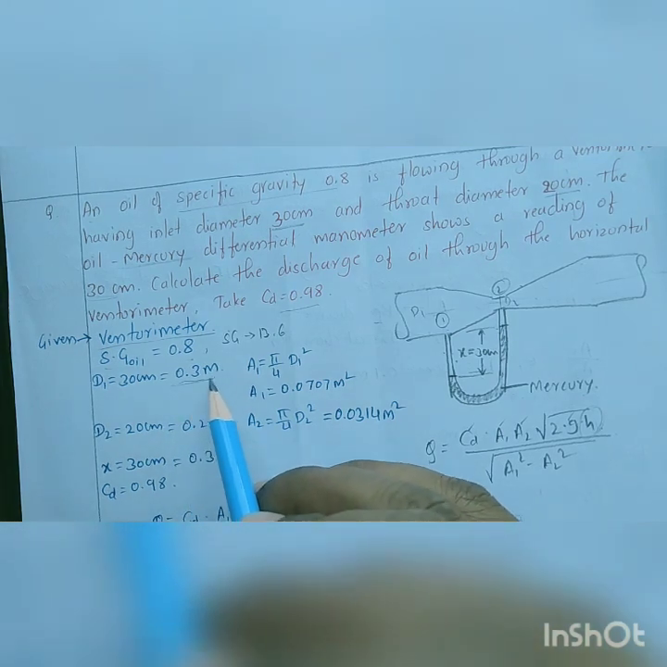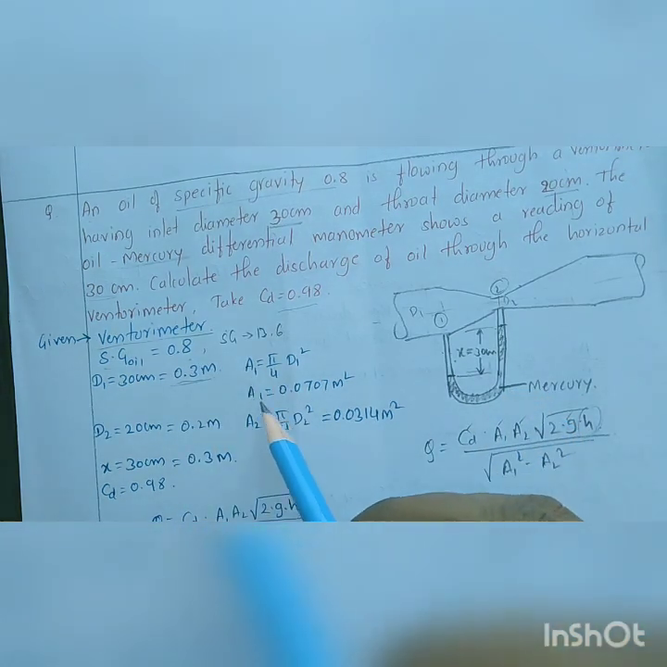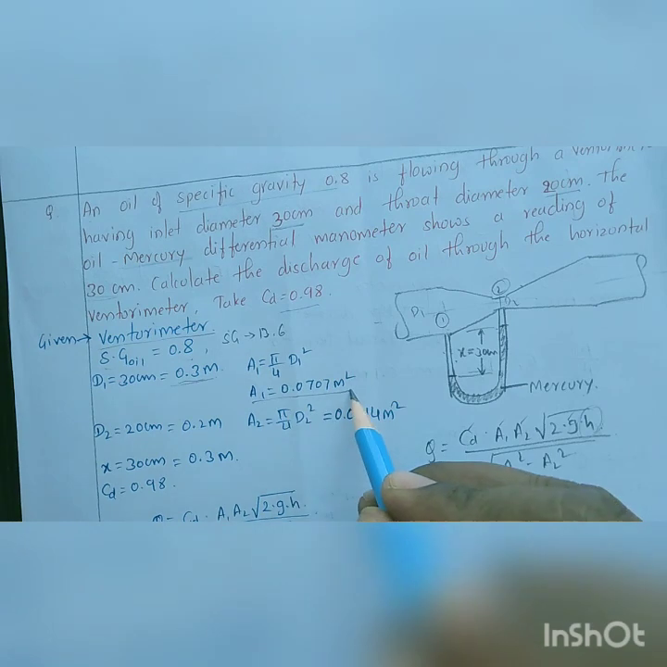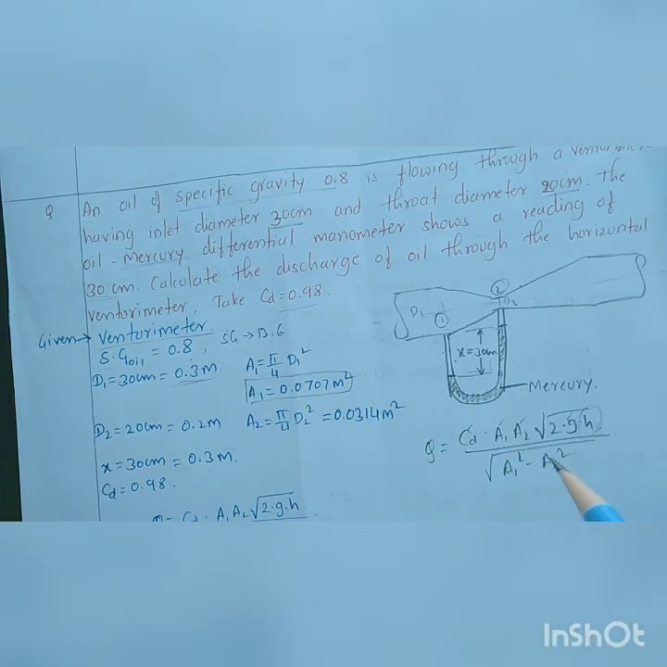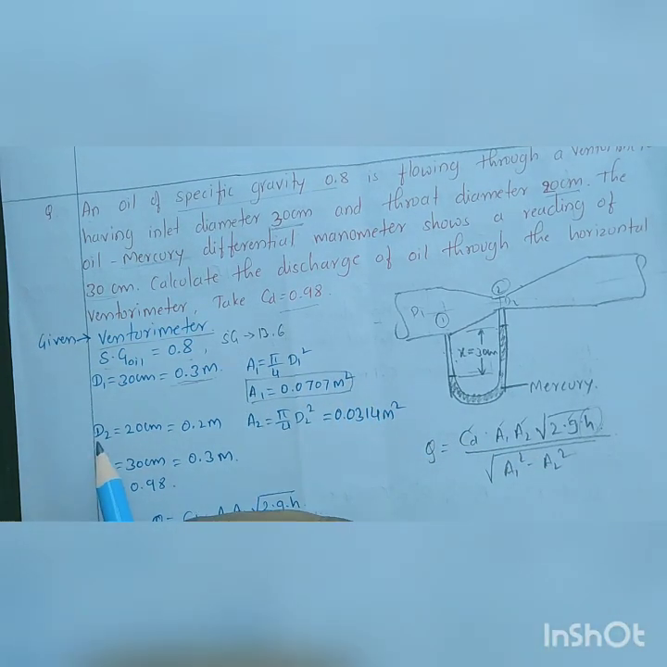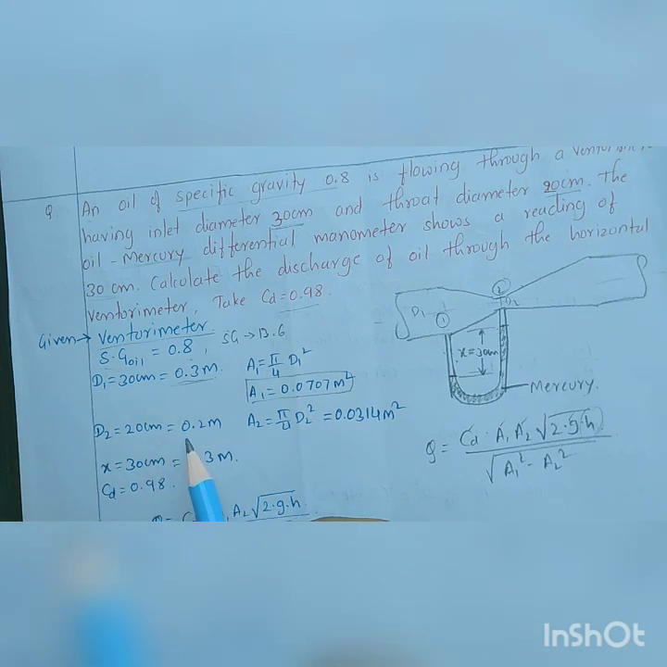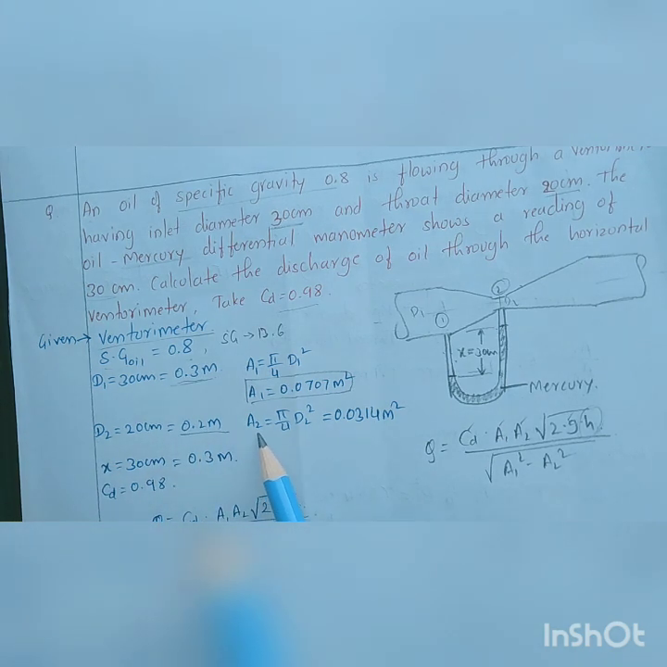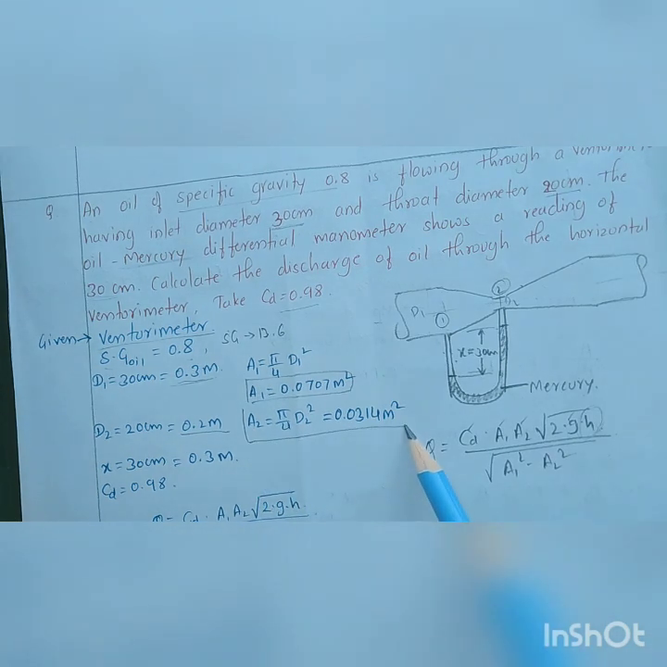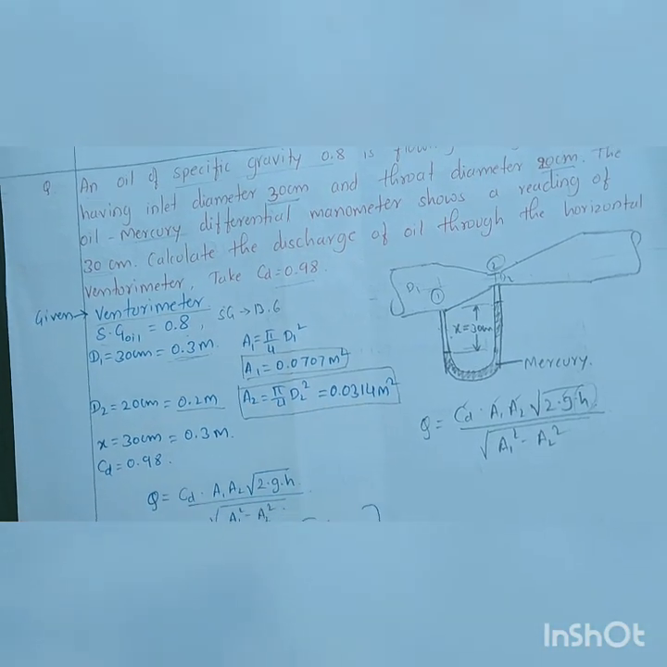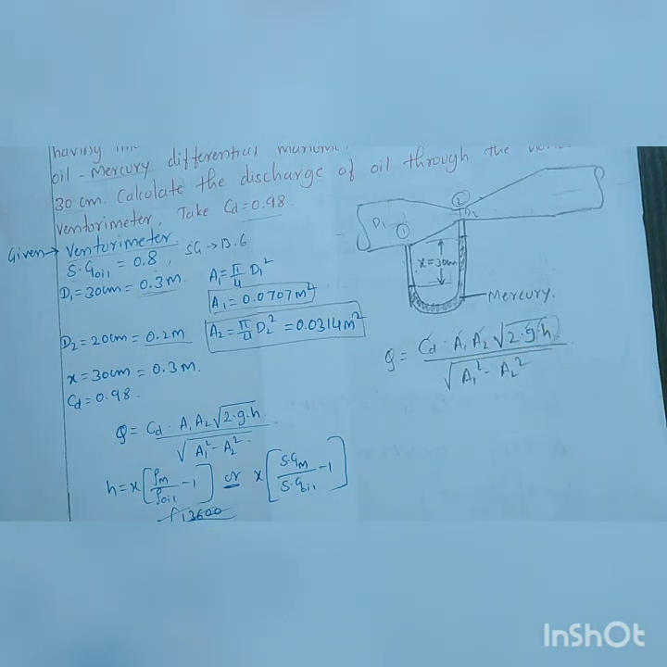So he has given us the pipe diameter 30 centimeter. I have converted that into meter, and I have found the area to be 0.0707 meter square. Now he has given the throat diameter as 20 centimeter, 0.2 meter. So the cross-section area of the throat is 0.0314 meter square. Now I have found A1, A2. Now how to find h?